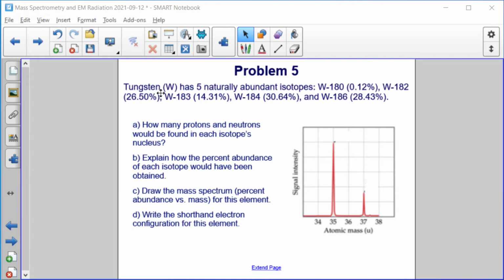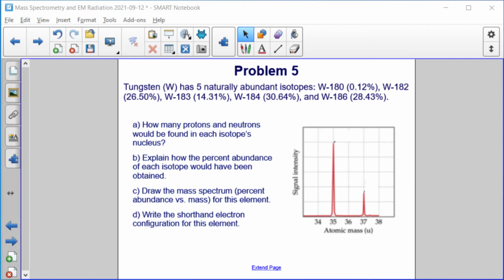Tungsten, which has the element symbol W on the periodic table, has 5 naturally abundant isotopes: W180, percent abundance 0.12; W182, percent abundance 26.50; W183, percent abundance 14.31; W184, percent abundance 30.64; and W186, percent abundance 28.43%. Part A, how many protons and neutrons would be found in each isotope's nucleus?